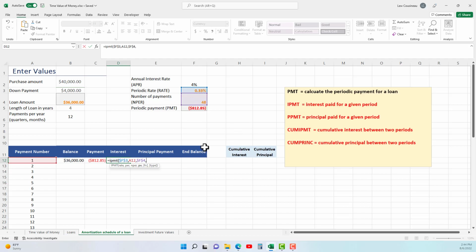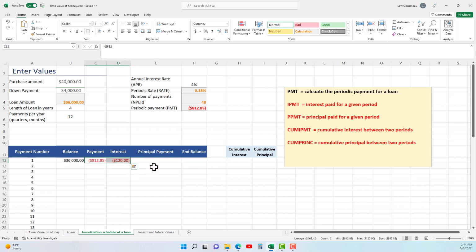Comma, what is the present value of the loan? $36,000. Doesn't change, so absolute it. And finally, is there going to be a future value? No. Is there going to be a type 0? Yes, I can leave them off. It'll default to 0 in both cases. And so our interest is $120 that first month, because we have the largest outstanding balance. So how much of this payment goes towards principal?